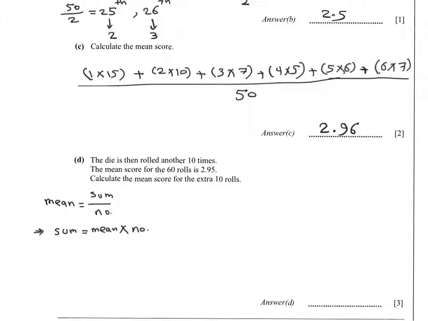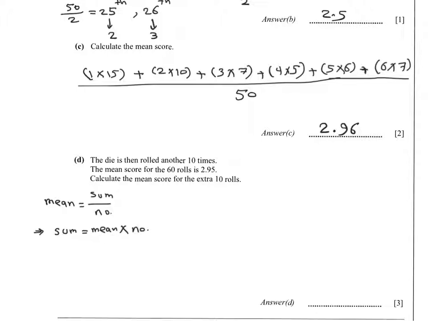S50 equals 50 times the mean of 50. So we can find S50. And we can find S60, the sum of 60 values, after we add the extra 10. By subtraction, you can find S10, then divide by 10, and you get the mean of the extra 10. This is how to use: sum equals mean times the number.